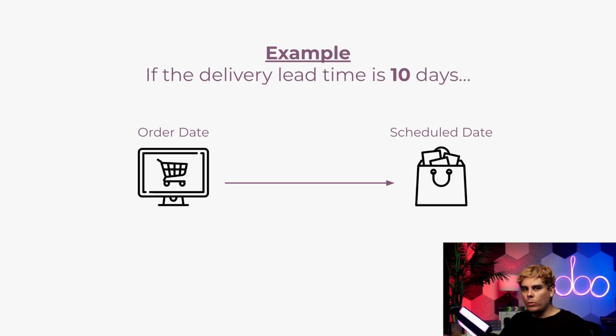Let's say that we have a delivery lead time of 10 days. With that in place, Odoo will schedule the delivery date to 10 days after the order date, and the customer will be instantly informed about all of this. That way, they'll know when to expect their items and not be guessing like I am at times. So if someone confirms an order on the 1st of July, do your math. The customer will be notified that they can expect it on the 11th, 10 days after the order was confirmed.